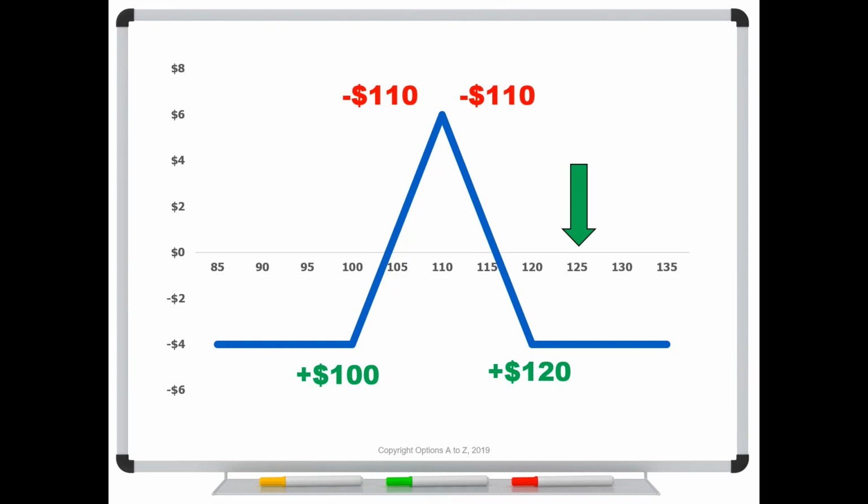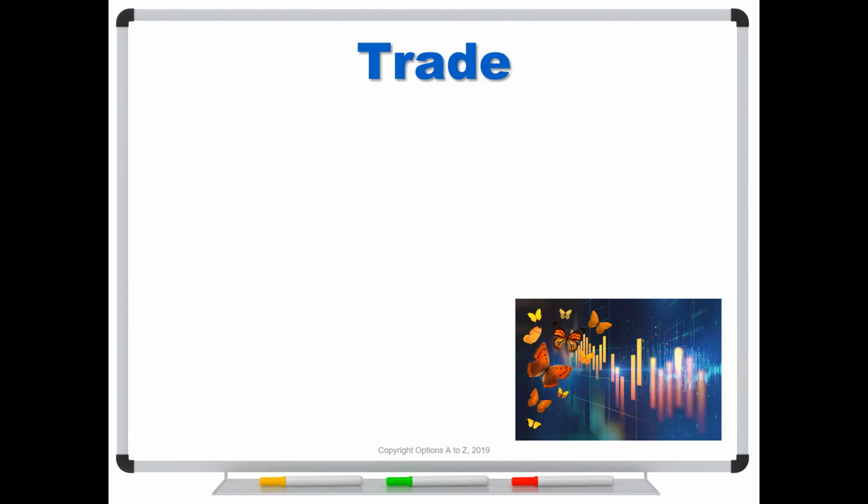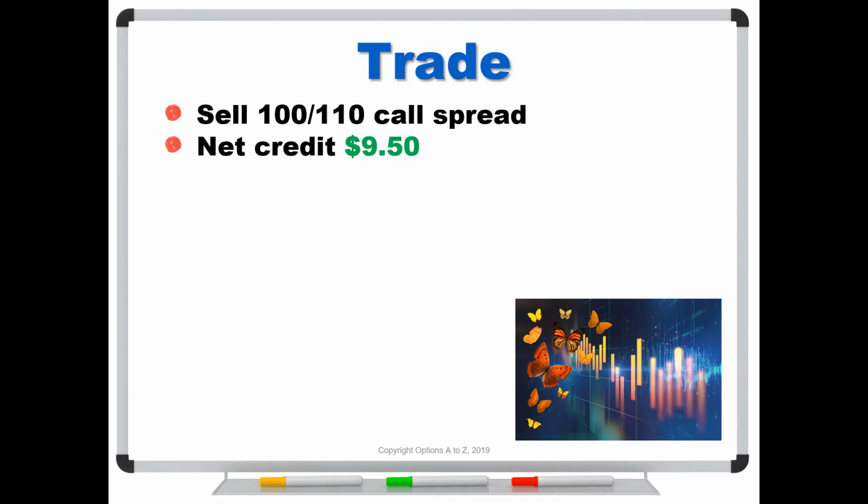Here's the trade that we would do. We would simply sell the 100-110 call spread. And again, for example, let's say that we get a credit of $9.50. Well, what does that do for our max gains and losses? It's very easy to figure out. Just track your cash flows. Remember that the original debit was $4. Now we just took in a credit of $9.50. What's the net between those? $5.50. And specifically, a credit of $5.50.